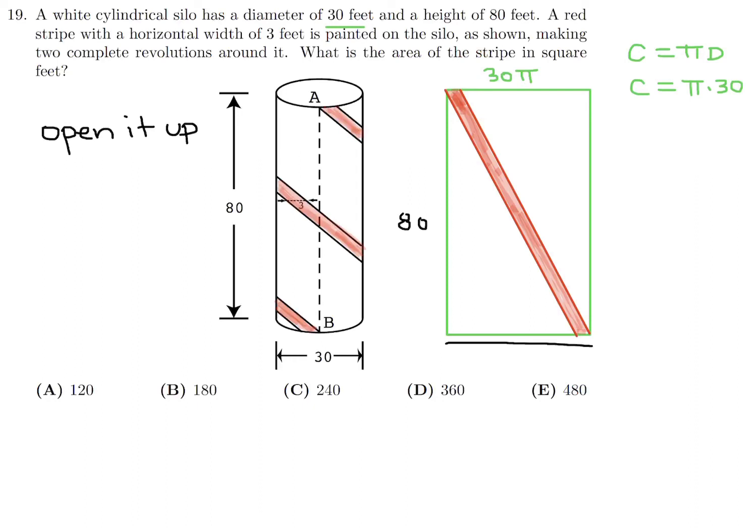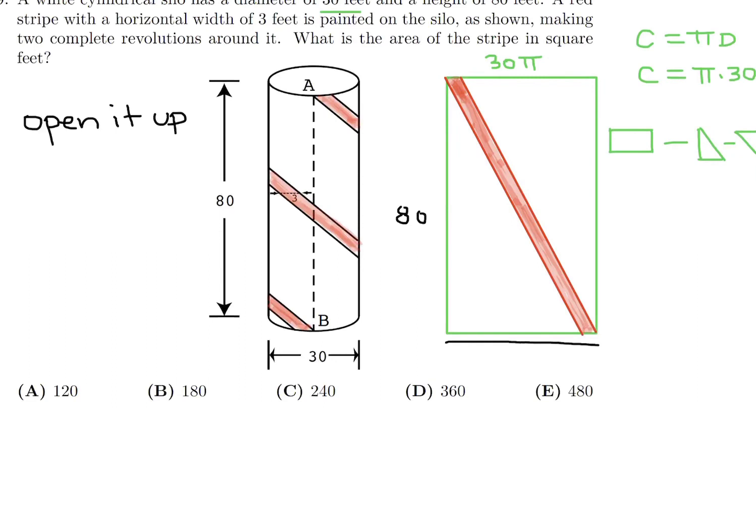Okay? So how do I figure out the red stripe? Well, basically you take the total area. So the total area is the area of a rectangle. So I'll just draw that rectangle minus two triangles. That one and that one. Not very scientific here, but you all understand. Okay, let's do that. Let's figure this out.